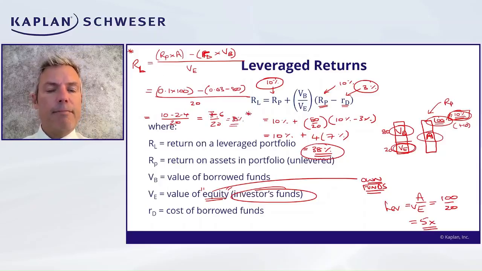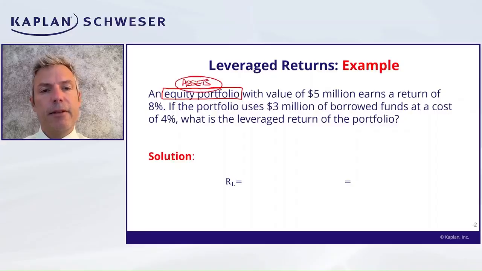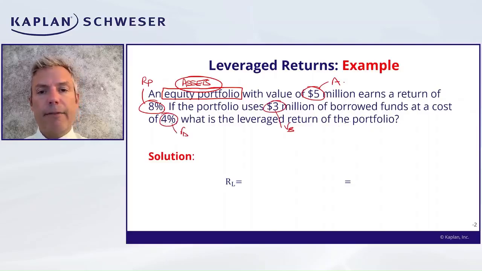And if I apply my method to this situation, we've got an equity portfolio. Now be very careful, that's not the investor's funds. These are your assets, and it turns out the assets are shares. So your assets are valued at 5 million, and they earn a return of 8%. So that's the return of the portfolio, unlevered. If the portfolio uses 3 million of borrowed funds, that's VB, at a cost of 4%, that's the cost of your debt, what's the leveraged return of the portfolio?